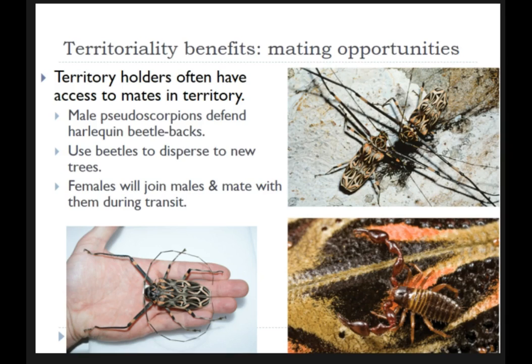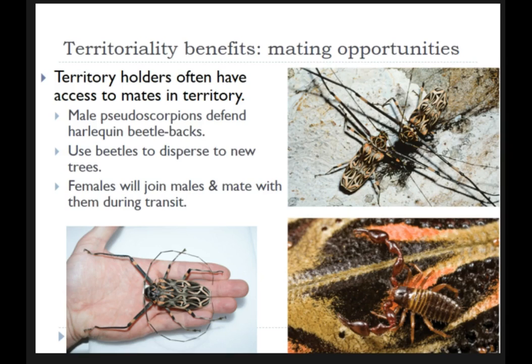And the cool thing is the male pseudoscorpions will actually defend the backs of these beetles against other males. Because if other females come along and hitch a ride on the same harlequin beetle that this male is on, that male will often get to mate with those females. And so by patrolling access to this bus, effectively, they're controlling access to a resource, and then they get exclusive access to those females if they happen to come along and also hitch a ride on the same beetle. It's really about the only time these males are aggressive.